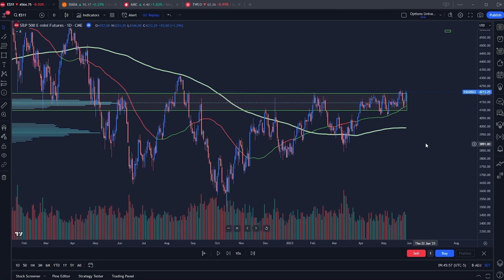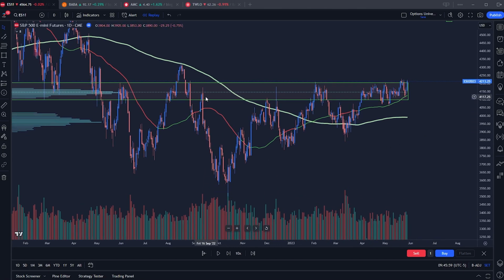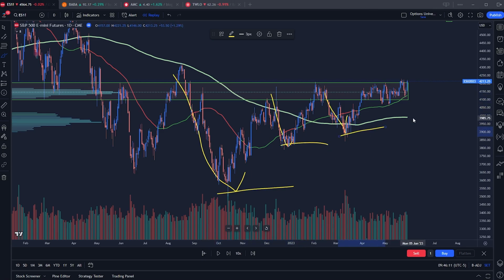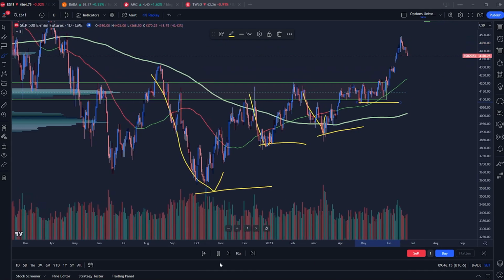Now, additional analysis shows that every rejection off this level becomes tighter and tighter. Let's look right here. This drawdown, the bounce, this drawdown and the bounce, this drawdown and bounce. The drawdowns got tighter and tighter and tighter until finally we break out and go higher.